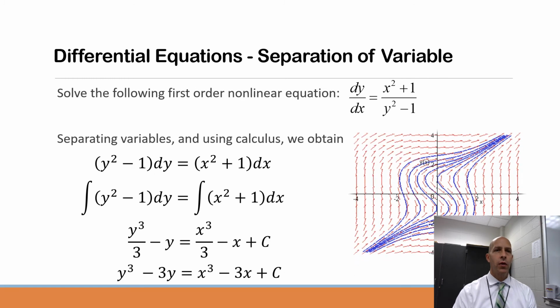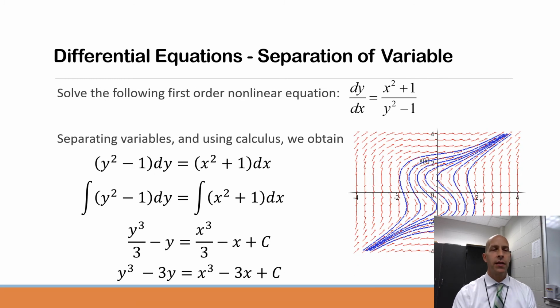If we were to look at the graph that this gives us, the red marks are what we call a slope field. And then I've put some blue curves on here. These are integral curves, and these would represent the shape of the possible solutions for such a differential equation, which, as you can see, has infinitely many different solutions.